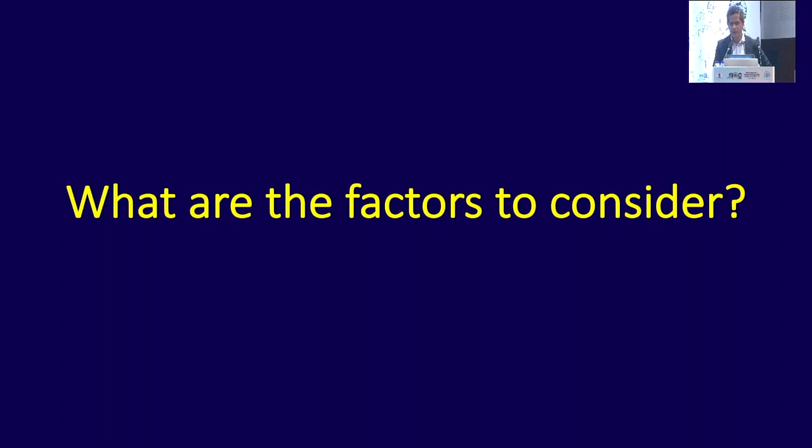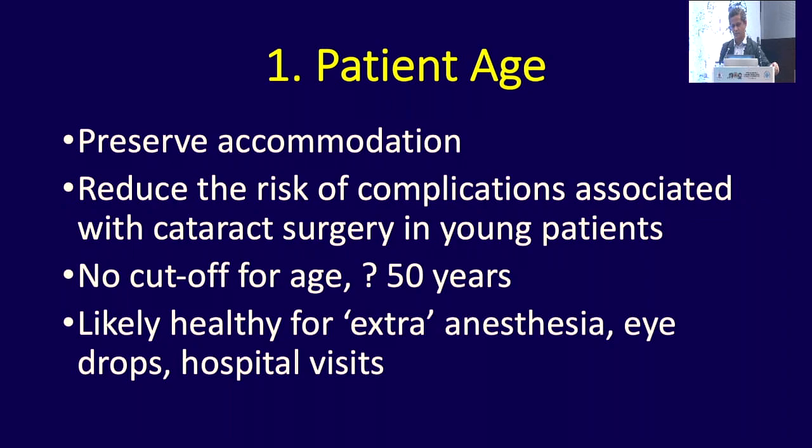So, just looking at some of the factors that we'll consider, the next few slides represent the collective wisdom of some of the physicians that I've spoken with over the past few weeks. We definitely look at the patient's age, and it was discussed earlier in Dr. Aldave's talk as well. You tend to preserve accommodation. There's no cutoff for age, but if you look at all the meta-analyses and small and large series, 50 is usually the cutoff point. You do reduce the risk of complications when you're doing a staged procedure associated with cataract surgery in young patients, and there's no doubt that most of these younger patients are quite fit for the extra anesthesia, extra trip to the OR and hospital visits, although you don't want to do that.